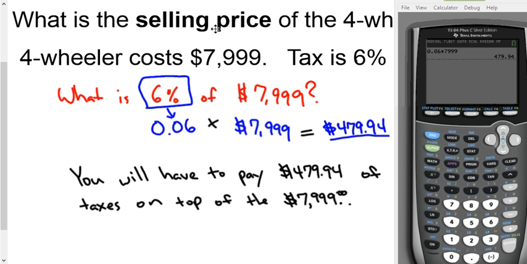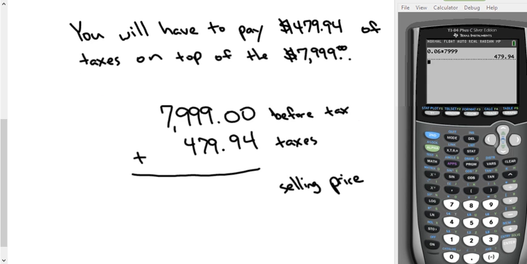But the main point of the question is what's the selling price? Well, we have to take the original cost before tax and then add the amount of tax on top of it. So we're looking at this scenario. We just simply add the before tax price with the tax amount that we figured out, and the result will be our selling price. So again, we just go to our calculator, put this problem in, and we have our final answer. And as you can see, it's going to get us $8,478.94 worth of payment that we're going to pay for this four-wheeler, which is a lot more than the $8,000 or so that it looked like we were going to pay. That's how we figure out the selling price of a vehicle.